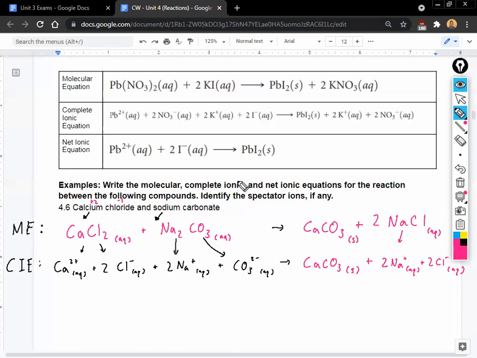Sodium is salty because nobody wants to be with sodium. Nobody can handle sodium. It just breaks down too easily in water.